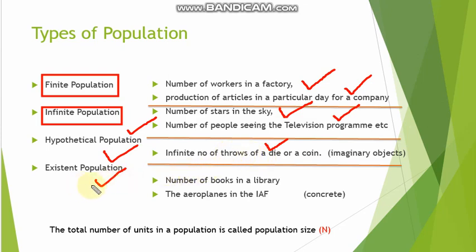And the next one is an existent population. Existent population means concrete, so the objects are concrete. Suppose you visualize, for example, if you take this example, the number of books in a library.